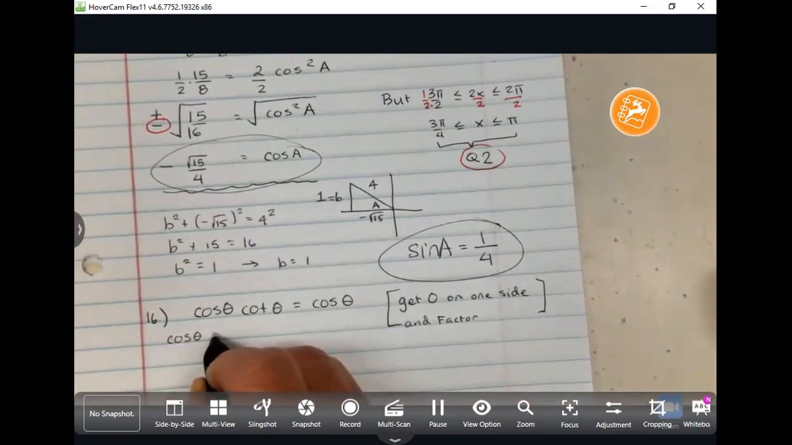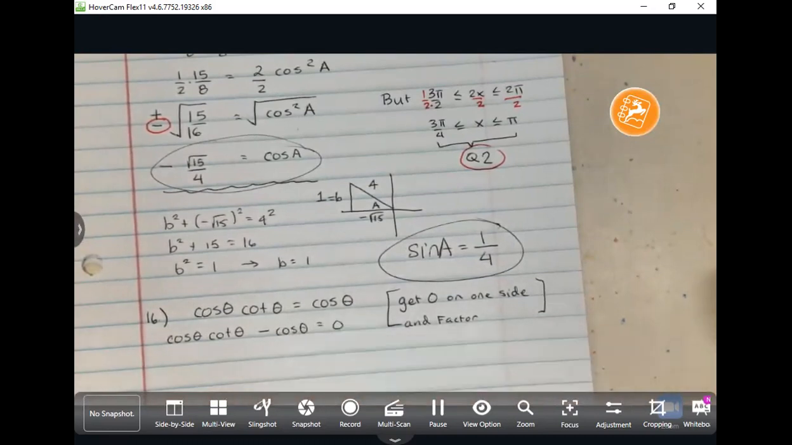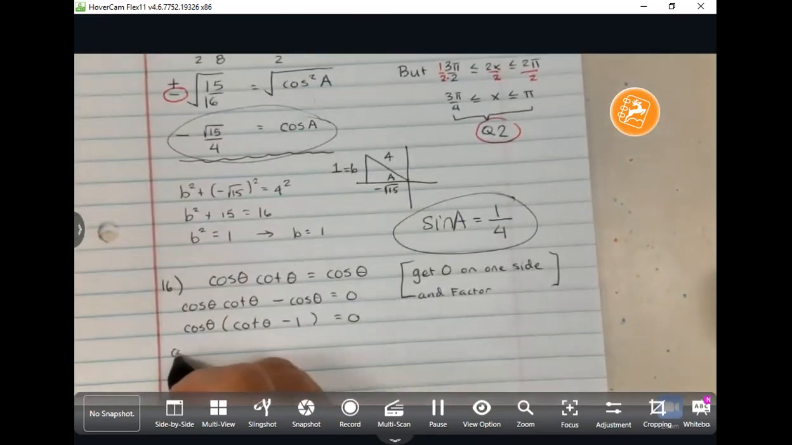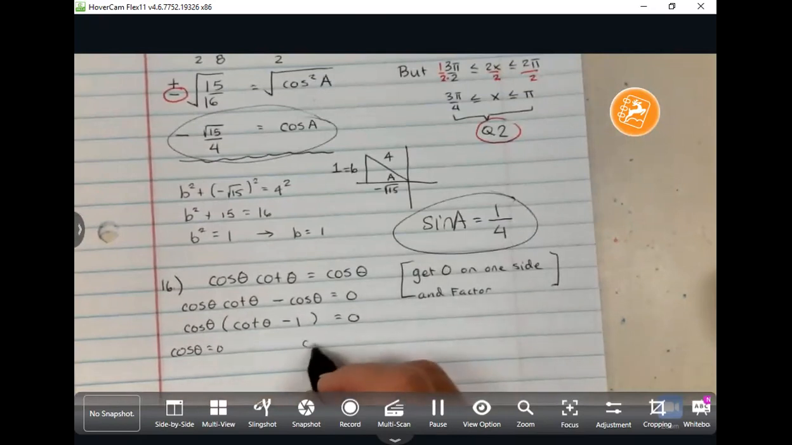I'm going to subtract cosine of theta from both sides. Now I have two terms, both of them have a common factor of cosine of theta, so I factor it out. And what's left will be a cotangent of theta minus 1. Factoring makes it easy because when you have a product equal to 0, then each of the factors could possibly be 0. So I have two equations now to solve. Cosine of theta is 0, or the cotangent of theta minus 1 is 0.